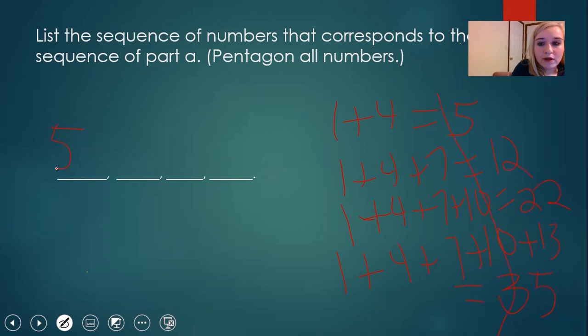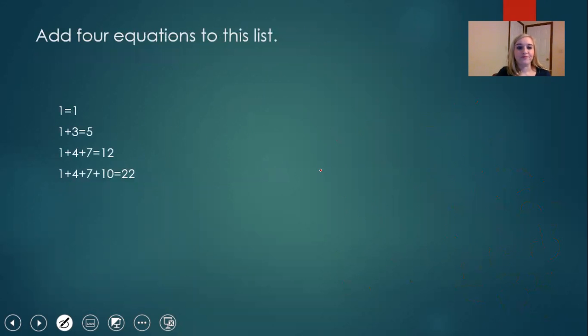So we're going to go 5, 12, 22, and so on. As you can see, we got the 35. And that's all that is to it.